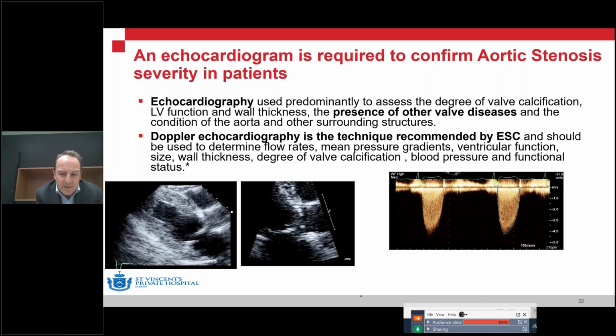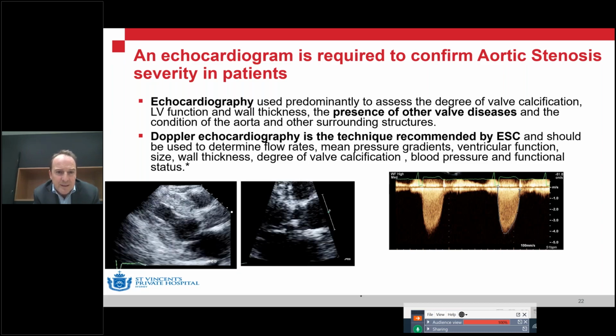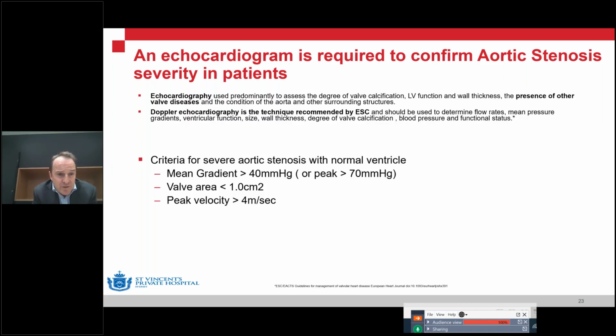severity, and we determine it by the following measures. Severe aortic stenosis is defined with a mean gradient of greater than 40 millimeters of mercury, or a peak gradient of greater than 70 millimeters of mercury, or a valve area of less than 1 centimeter squared, or a peak velocity of more than 4 meters per second with Doppler echo. Remember that if the patient's left ventricular function is poor, the gradients might be lower, and actually the patient might still have severe aortic stenosis, and that's why it's very important to document their left ventricular function.